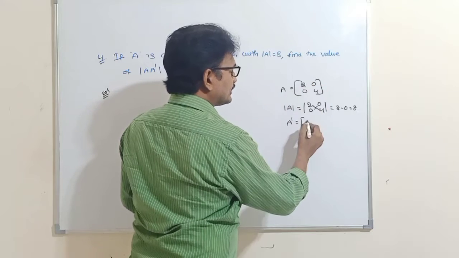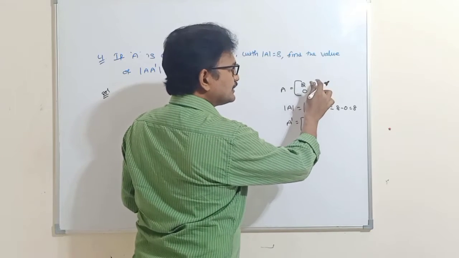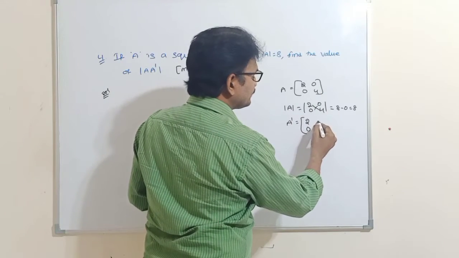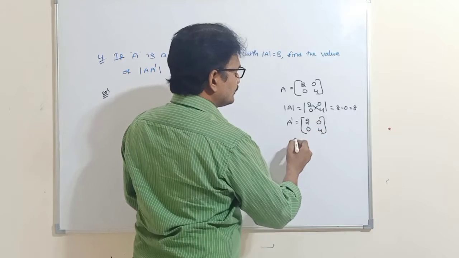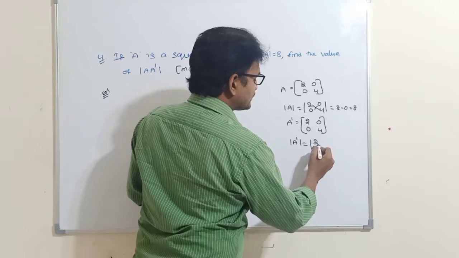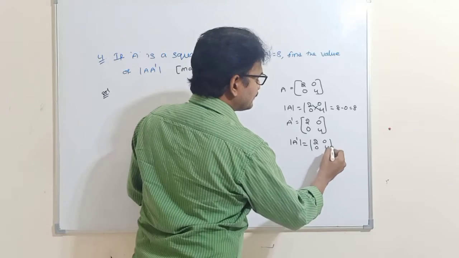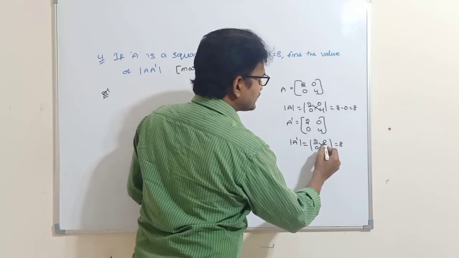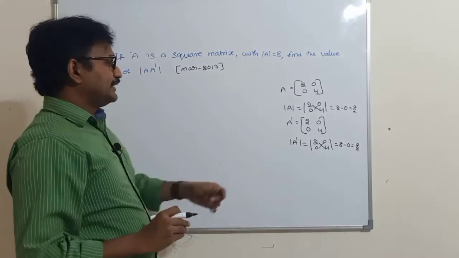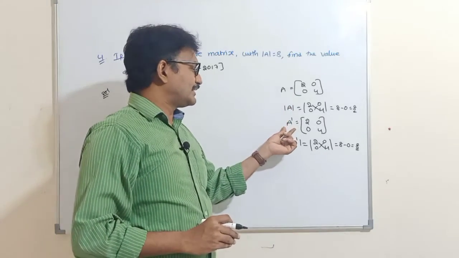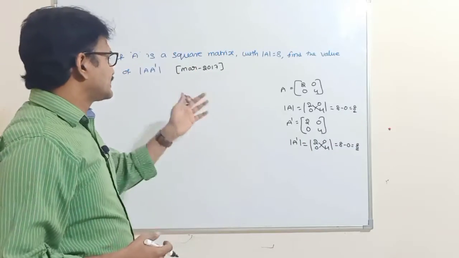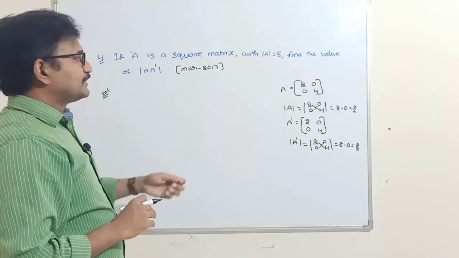First row we need to write like a first column. 2 0 is the first row. So I am writing the first row as the first column and the second row as the second column, 0 4. Now what is delta of A dash value? Delta of A dash is |2 0; 0 4|. So 2 into 4 is 8 minus 0. So 8. So that means for matrix A and for matrix A dash, the det value is the same. So based on this concept, we need to solve this problem.